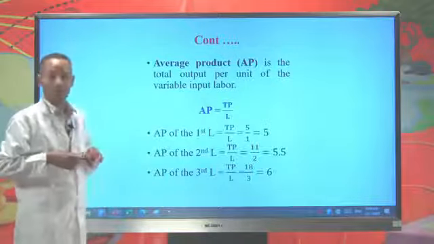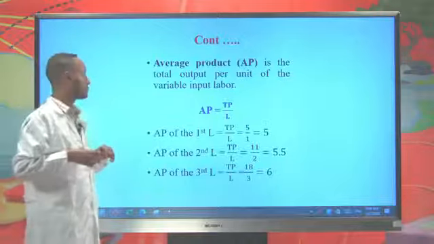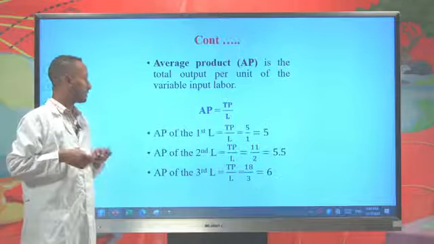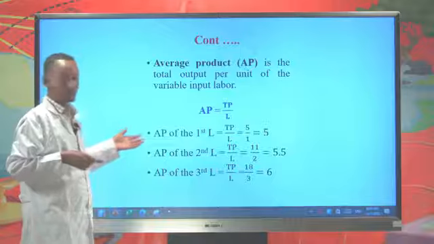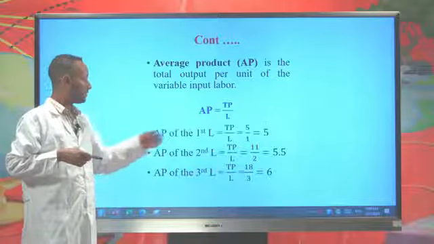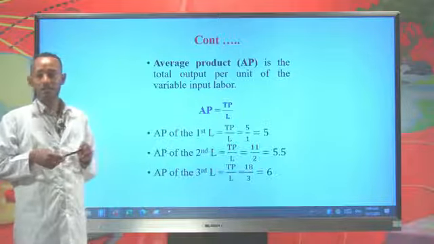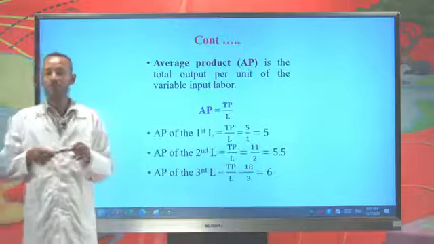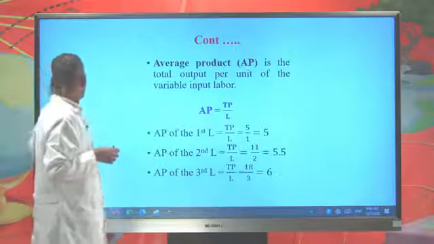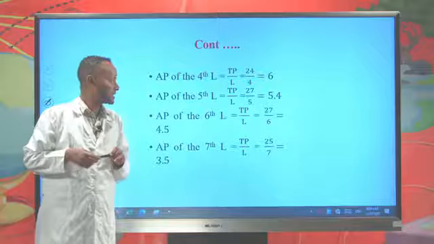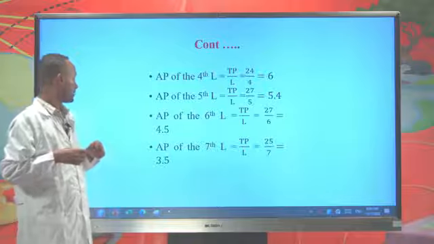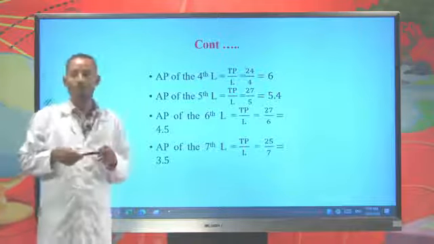The average product is the total product per unit of the variable input labor, and mathematically it is calculated by dividing total product by the variable input labor. This is the way of calculating the average product of the variable input labor. Accordingly, the average product of the first labor is 5 quintal. The average product of the second labor is 5.5 quintal. The average product of the third labor is 6 quintal. The average product of the fourth labor is 6 quintal. The average product of the fifth labor is 5.4 quintal. The average product of the seventh labor is 3.5 quintal.